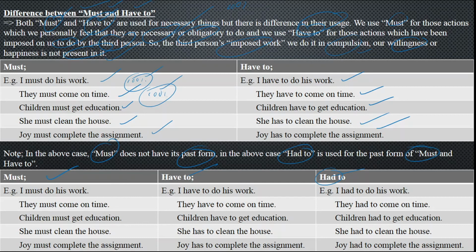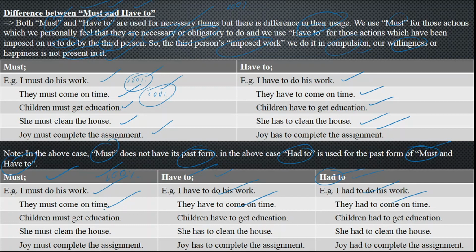So for the past of both, whether you are showing your feelings or thoughts 100%, or you say that I have to do it whether I like it or not, they have got only one past, that is "had to". Now see, I must do his work, I have to do his work, I had to do his work. They must come on time, they have to come on time whether they mind it or not. They had to come on time, past of both "must" and "have to".